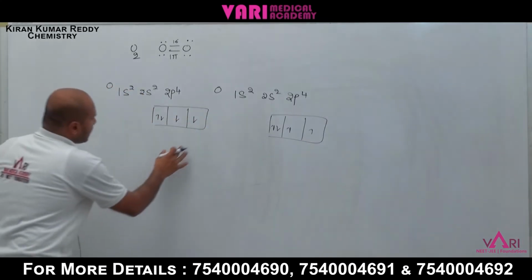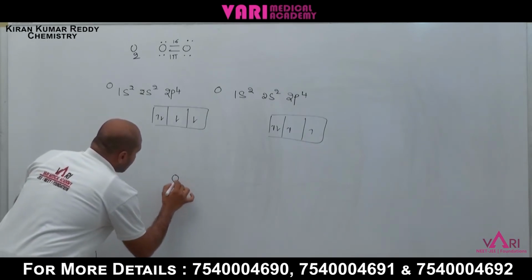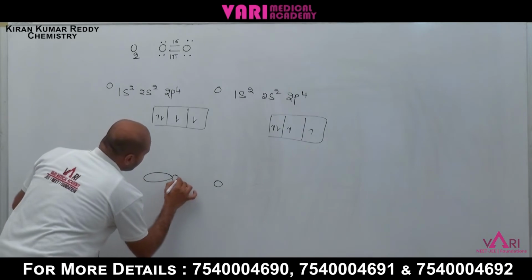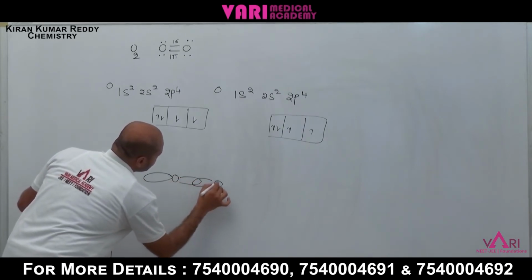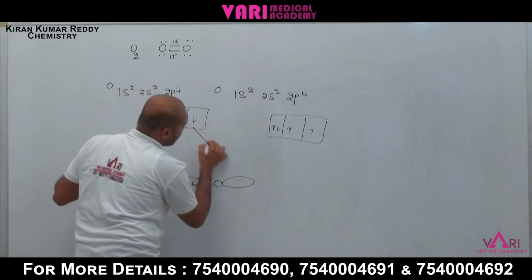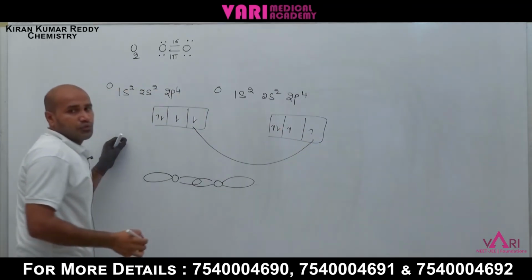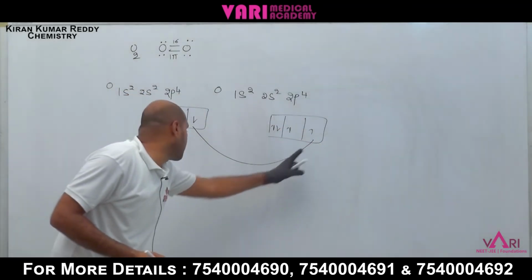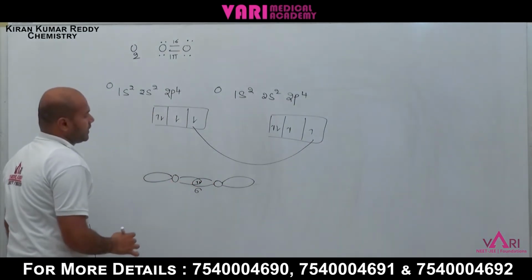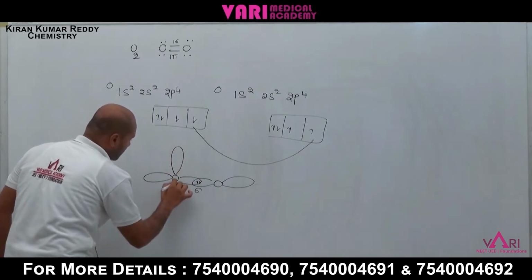Okay. Now I am taking oxygen. This one is the oxygen and here also oxygen. Here is the sigma bond. This sigma bond is formed between 2pz and 2pz. The 2pz orbital and 2pz orbital overlap to form the sigma bond. This is the sigma bond. Next one, you can write the pi bond.